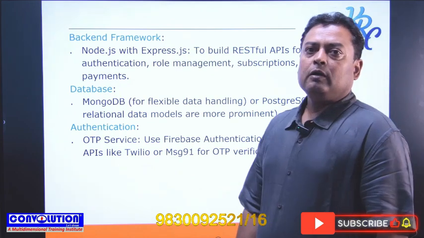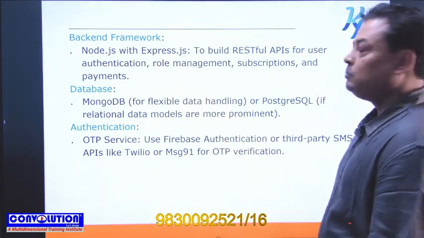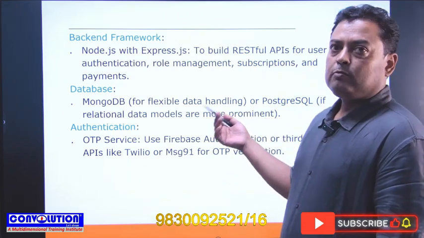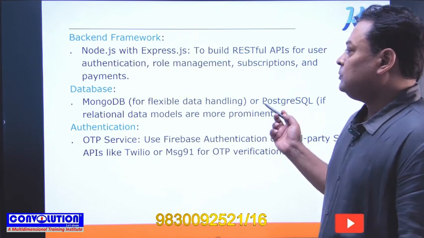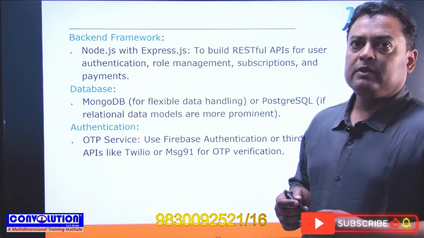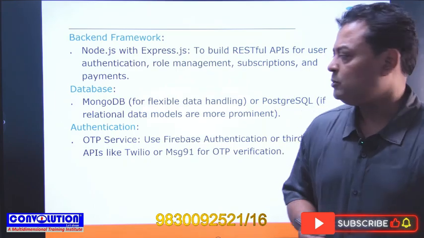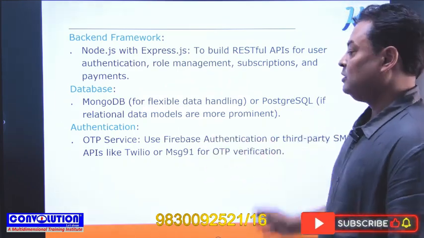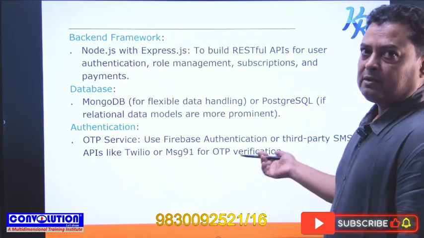In the backend, for the APIs, we use Node.js to build REST APIs, and for the database we can choose MongoDB or PostgreSQL. For authentication, the OTP service, we have multiple options, like AWS SNS, or third-party service providers, or we can also use Firebase authentication. That will be the least costly. But we can use third-party SMS. I won't take the names.